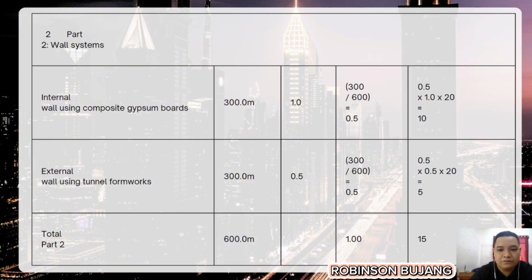Next, we calculate for external wall using tunnel formwork with 300 meter square area and 0.5 IBS factor. Area for external wall divided by total area, which is 600, equals 0.5. Next, 0.5 times 0.5 times 20 equals 5. That is the IBS score for external wall. Total IBS score for part 2 is 10 plus 5 equals 15.